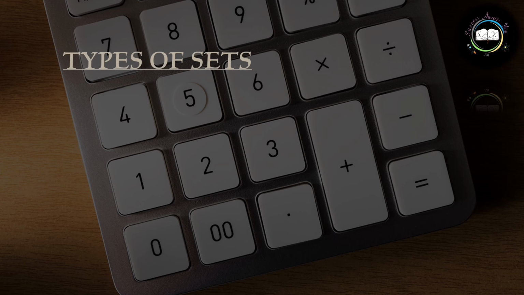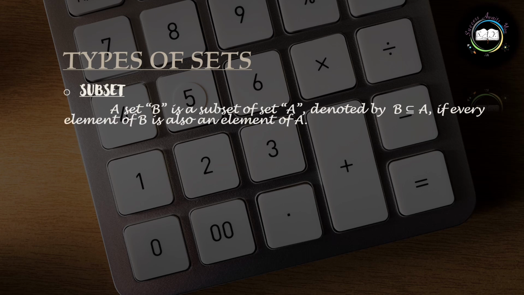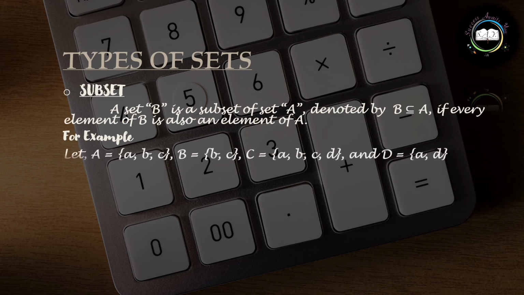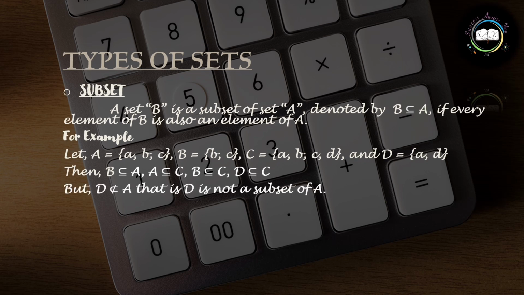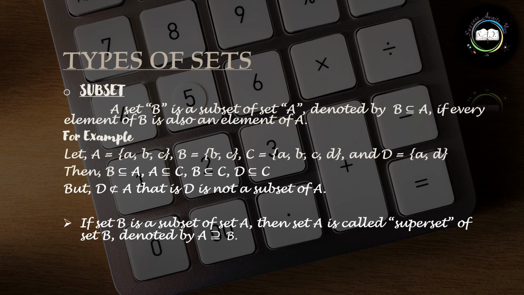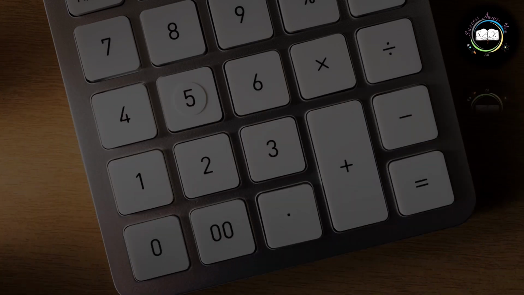There are several types of sets. Let's look at subset. A set B is a subset of set A if every element of set B is an element of set A. For example, if set A has elements A, B, C and set B has elements B, C, then B will be a subset of set A. If set B is a subset of set A, then set A will be called a superset of set B.